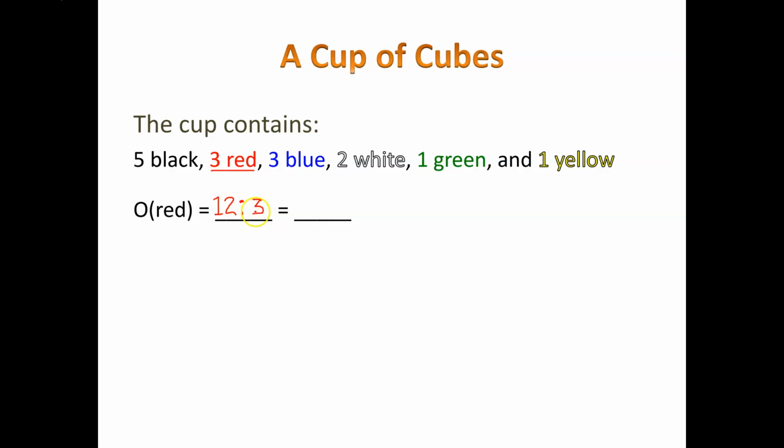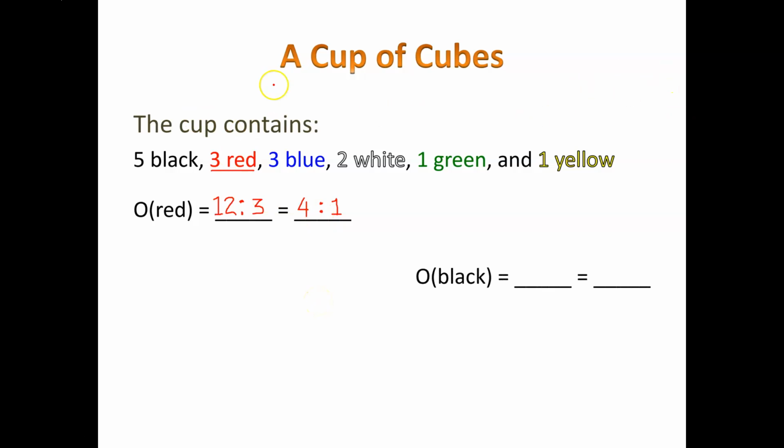But 12 and 3 can both be divided by something. This ratio can be simplified. What can both 12 and 3 be divided by? 3. So let's see. 12 divided by 3 is going to give you 4. And 3 divided by 3 is going to give you 1. So our odds, that's the O, of drawing a red are 4 to 1.